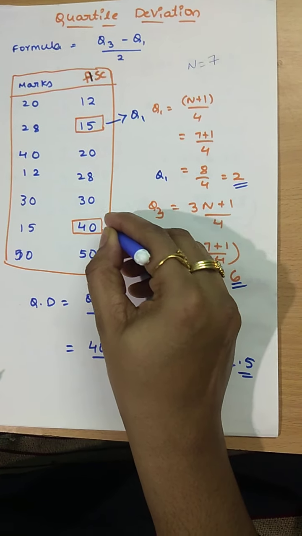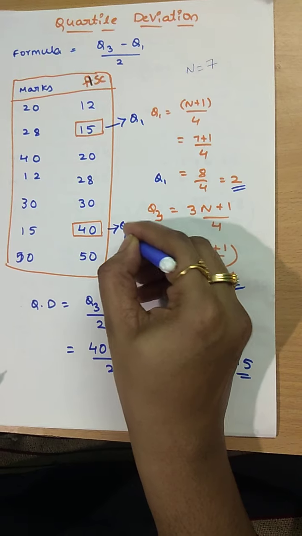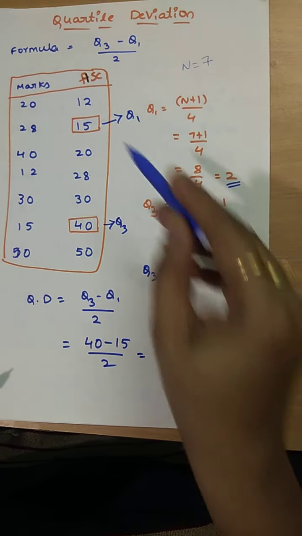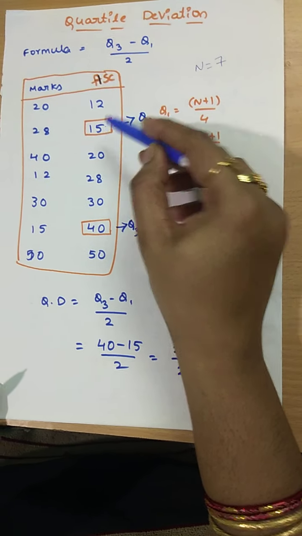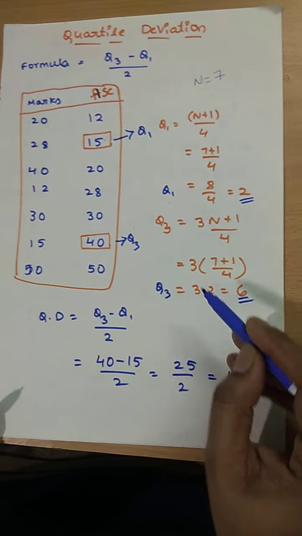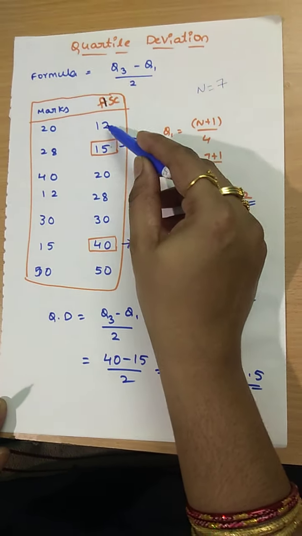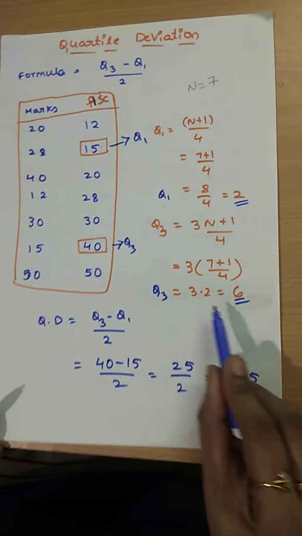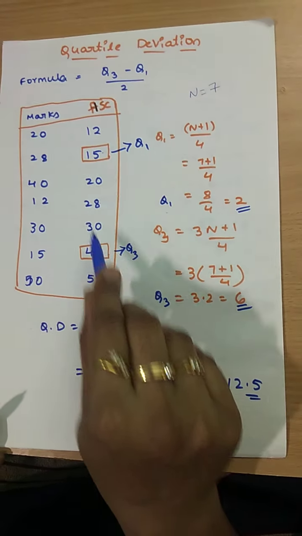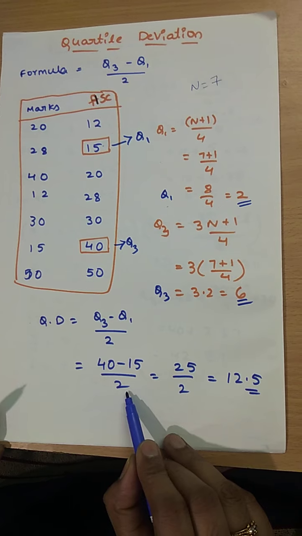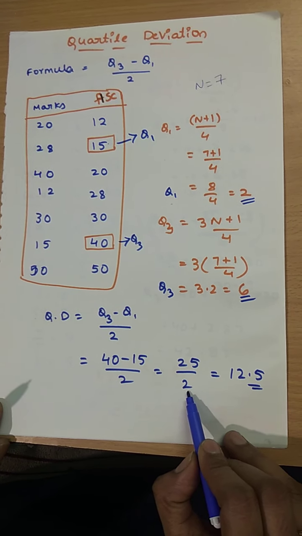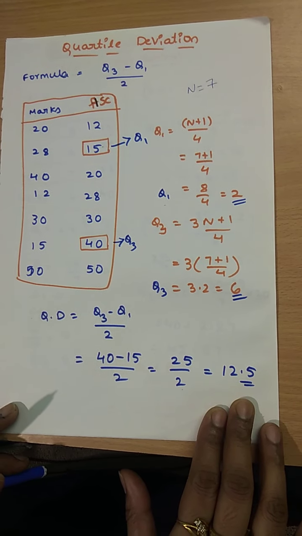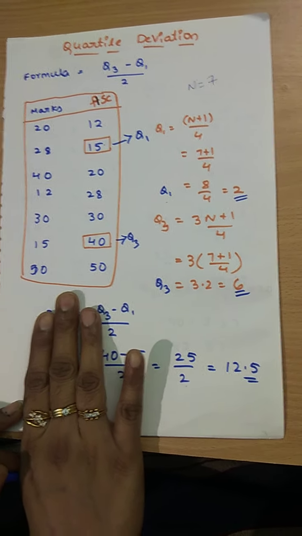After arranging in ascending order, only then do we find the Q1 and Q3 values. Here Q1 is the second value, which is 15, and Q3 is the sixth value, which is 40. So Q3 minus Q1 equals 40 minus 15, divided by 2, which is 25 divided by 2, which is 12.5. So the quartile deviation of this problem is 12.5.